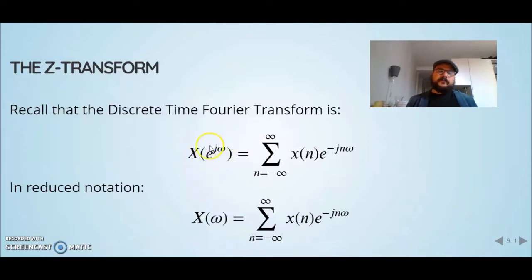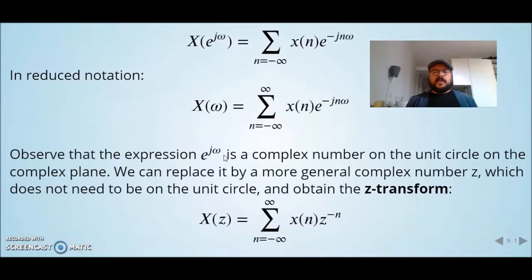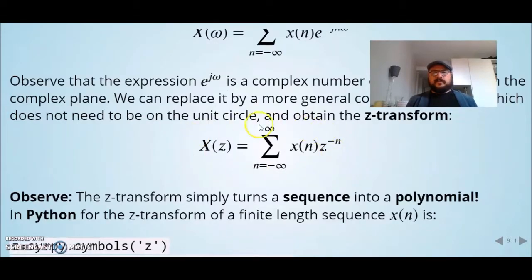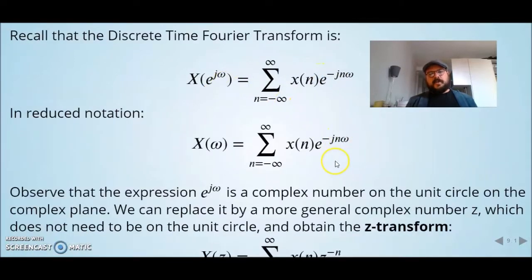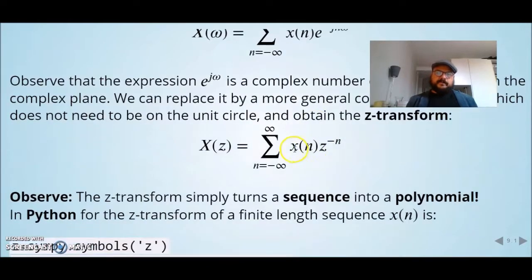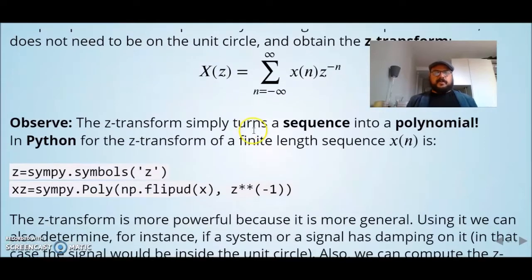But if we replace this complex number on the unit circle by a general complex number that doesn't need to be on the unit circle, we get the Z-transform. So we are replacing e to the power of j omega by z. So in very general terms, the Z-transform is turning a sequence into a polynomial, and we could use SymPy, for example, to transform a sequence into a polynomial.